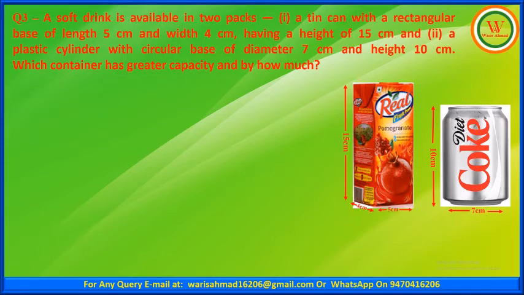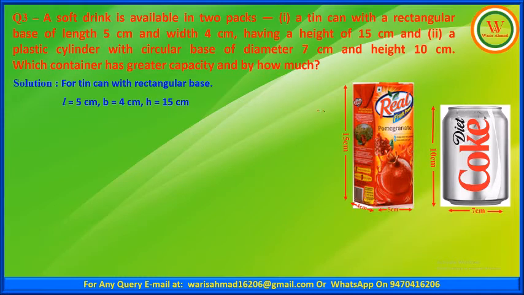Now let us see the solution of this question. For tin can with rectangular base, the length of this rectangular base is given 5 centimeter, breadth is given 4 centimeter, and height is given 15 centimeter. So here we can write length is equals to 5 centimeter, breadth is equals to 4 centimeter, while the height is equals to 15 centimeter.